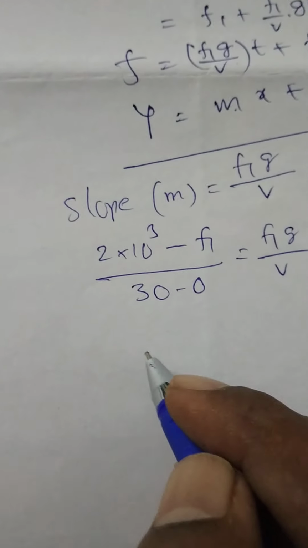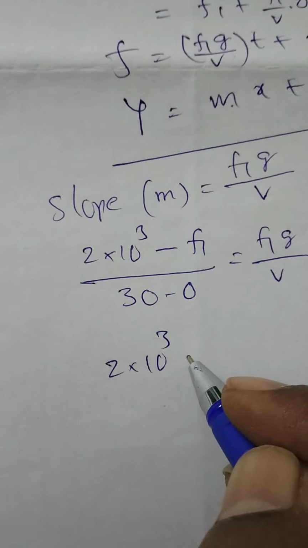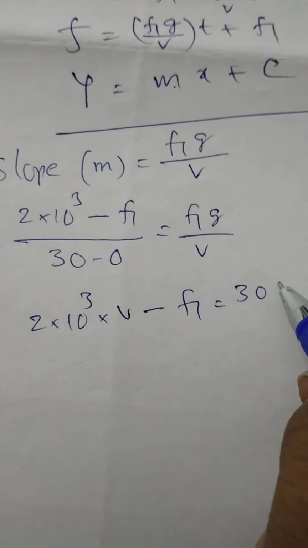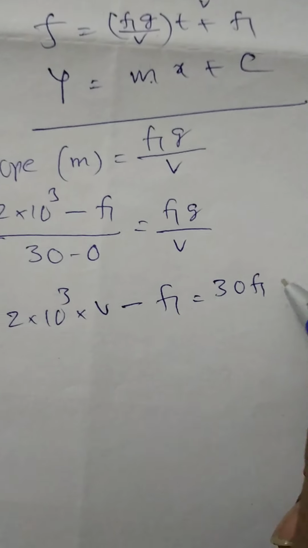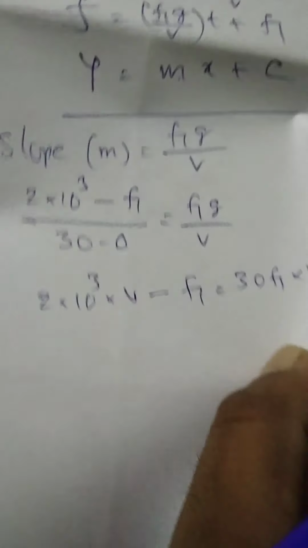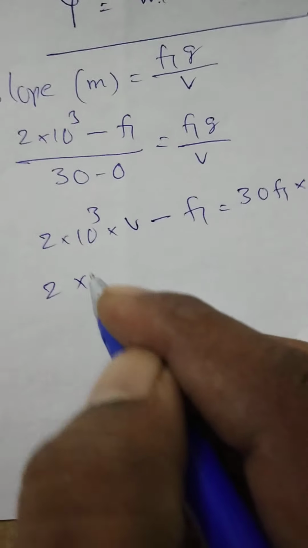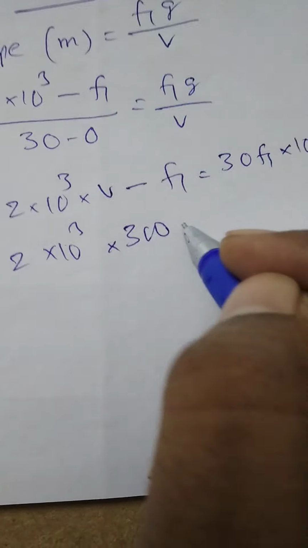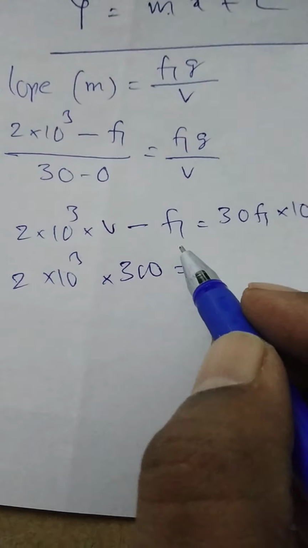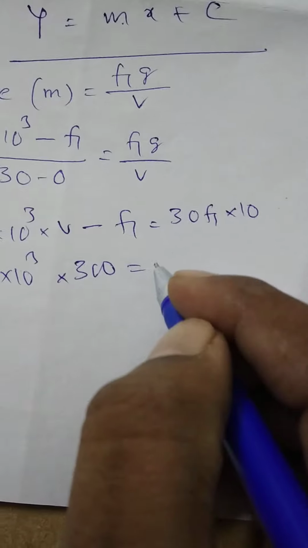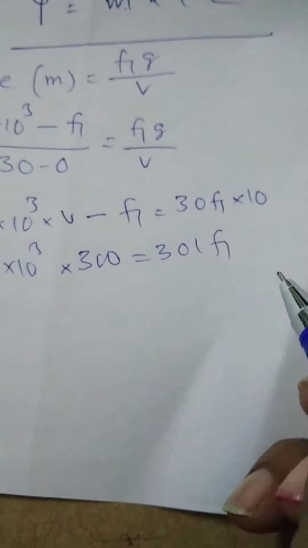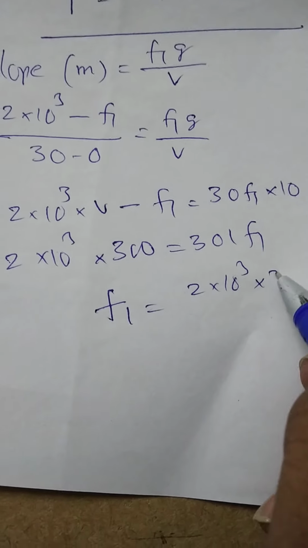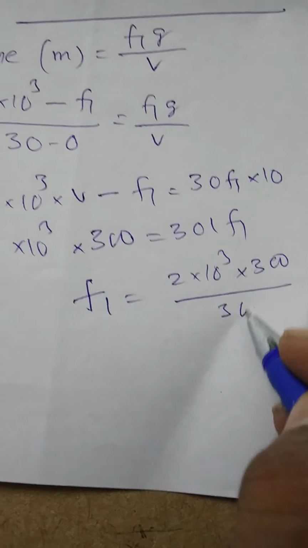So 2 into 10 cube minus F1, times V, is equal to 30 F1 into g, where g is taken as 10. So 2 into 10 cube into the velocity of sound, taken as 300, is equal to 300 F1 plus F1, which is 301 F1. From this, F1 is equal to 2 into 10 cube into 300 by 301.